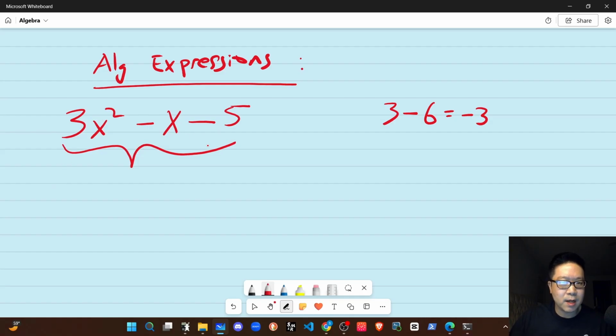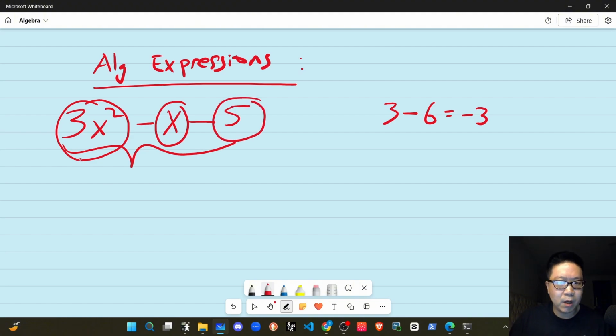Another thing that we learned was terms. So this current algebraic expression that we have right now has 3 terms. So 3x squared would be a term, x would be a term, and 5 would be a term.